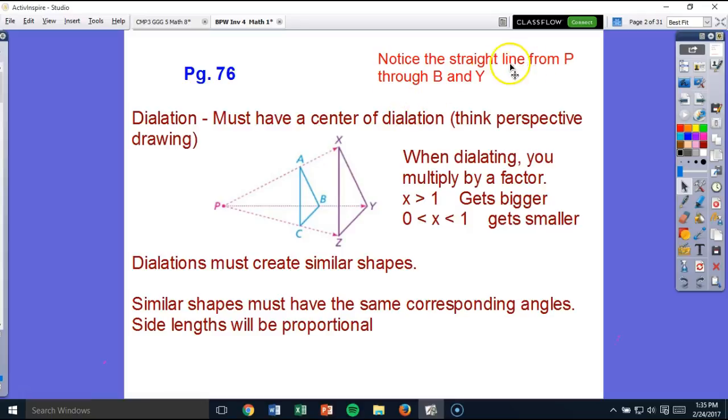If we look at the straight line from P through B and Y, there's our point P. To scale, we touch angle B and we also touch angle Y. Over here, we touch C and Z, and A to X. So all three straight lines are able to touch the points for both of our triangles.